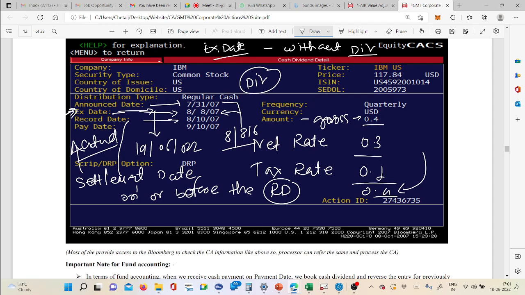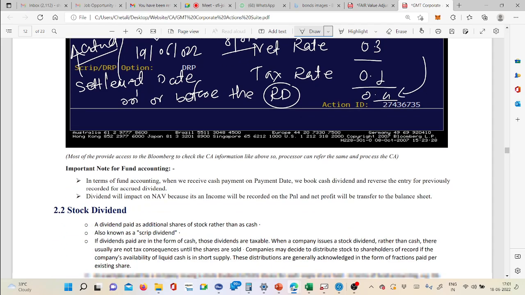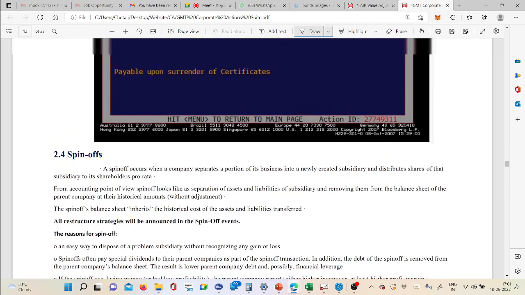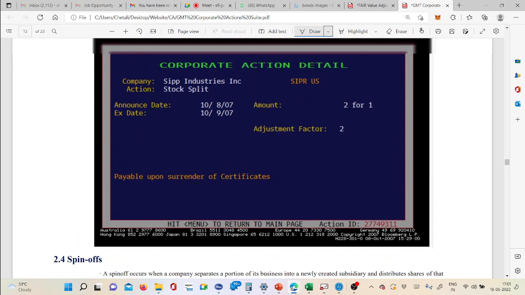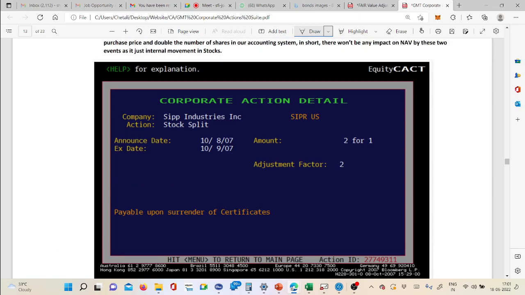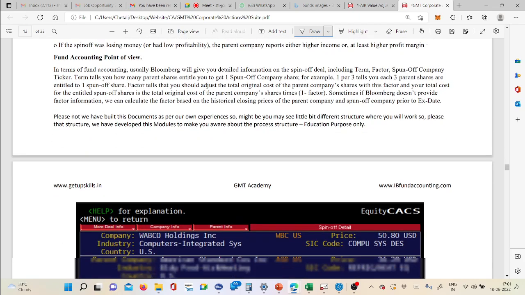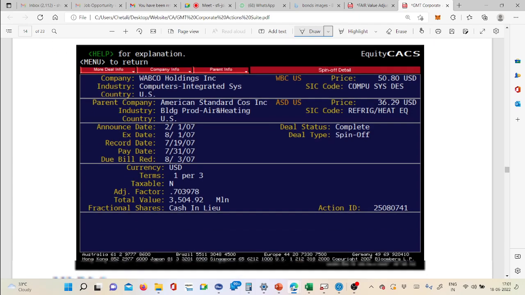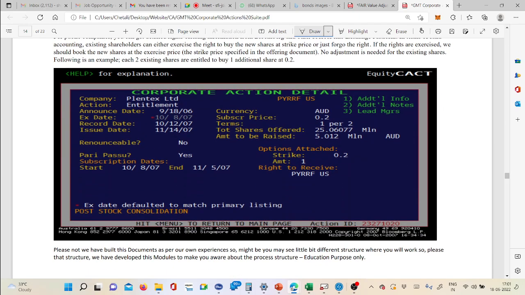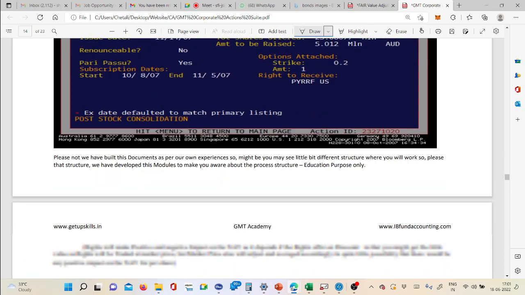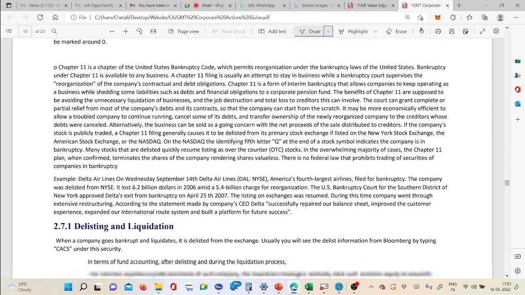Okay, about interest payment. So I'll check it if I have anything. 2 for 1 stock split. Okay, spin off. Is this one corporate action details or amount to be raised? Public transaction.